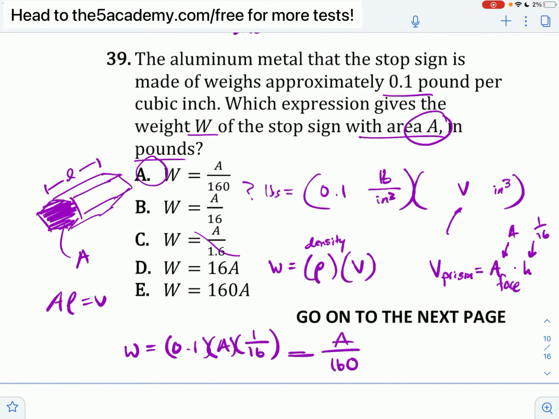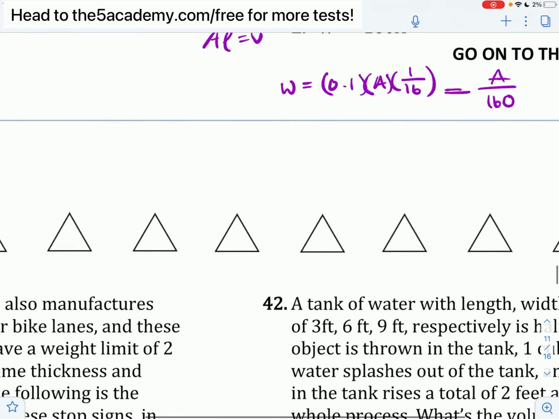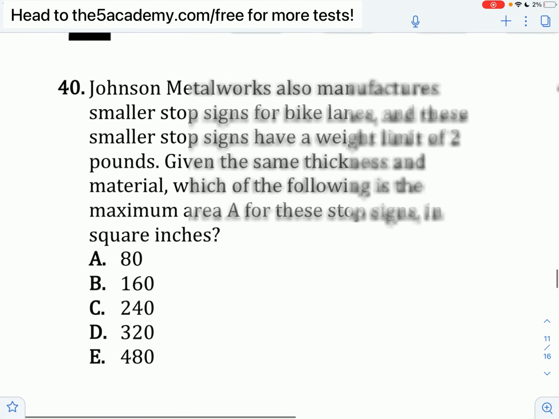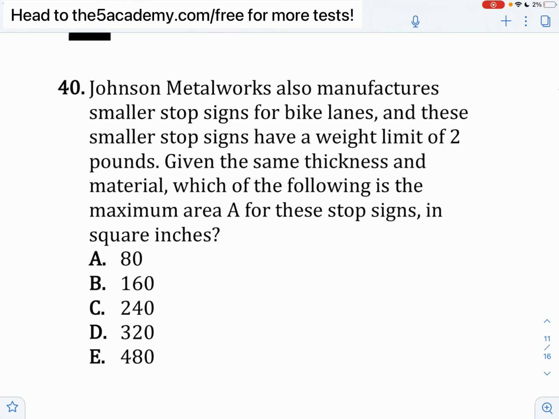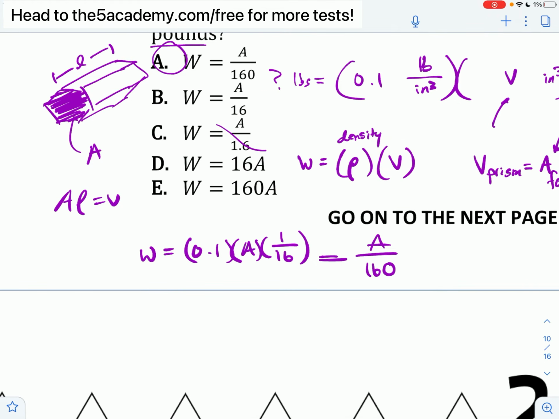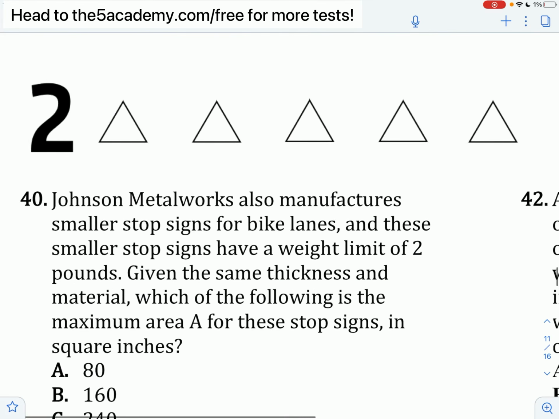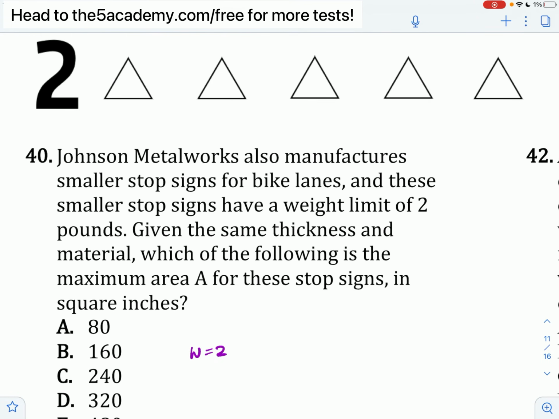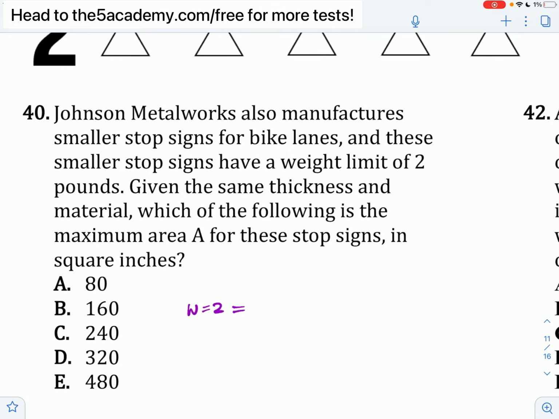Moving on. Johnson Metal Works also manufactures smaller stop signs for bike lanes, and these smaller stop signs have a weight limit of 2 pounds. Given the same thickness and material, which of the following is the maximum area A for these stop signs in square inches? So the thing is, we can actually use this equation that we calculated here for this problem. If the maximum weight is 2 pounds, we can just set W equal to 2, and then solve this for A. So you end up getting area has to equal 320 inches squared.